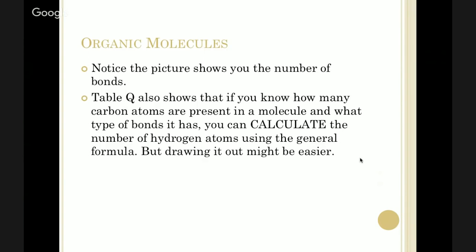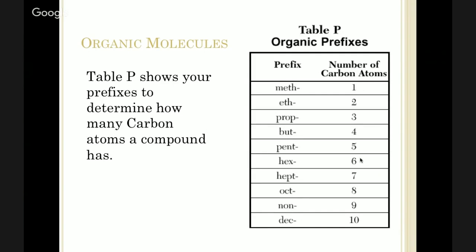So again, the picture shows you the number of bonds, and table Q also tells you how to calculate those bonds. Table P tells you the prefix. In the examples that we saw, there were eth and I mentioned some meth groups, and it's just telling you how many carbons you have. The more carbons you have, the more hydrogens you'll have as well. So we have prop, but, pent, hex, hept, oct, non, and dec.